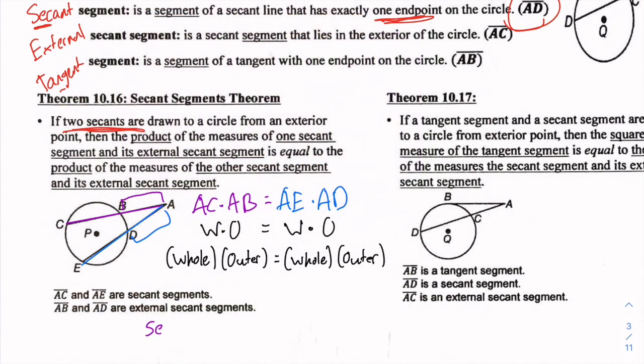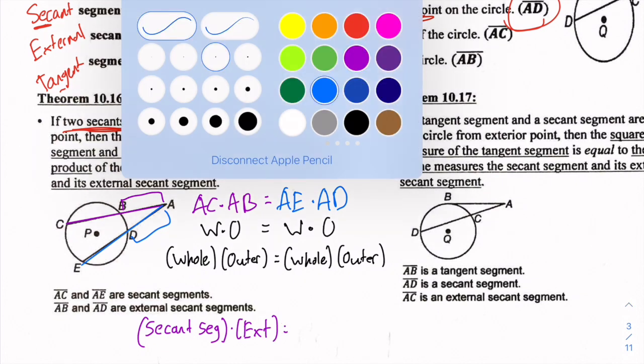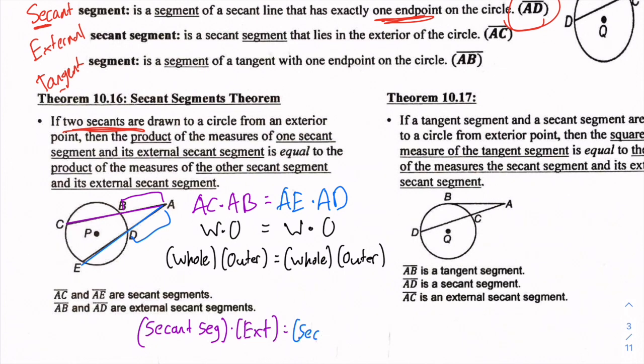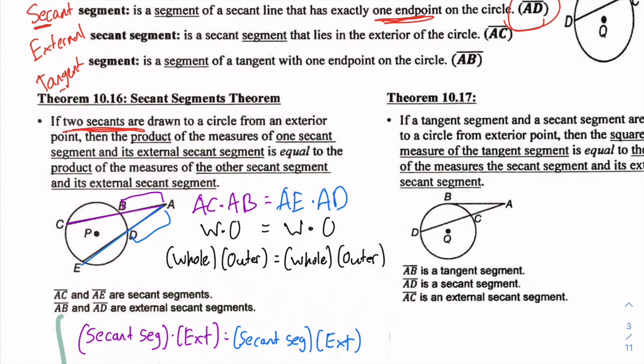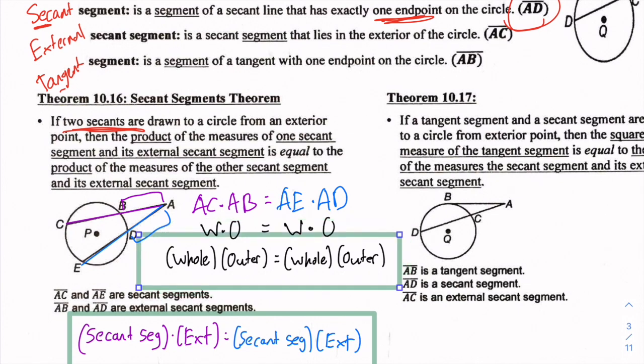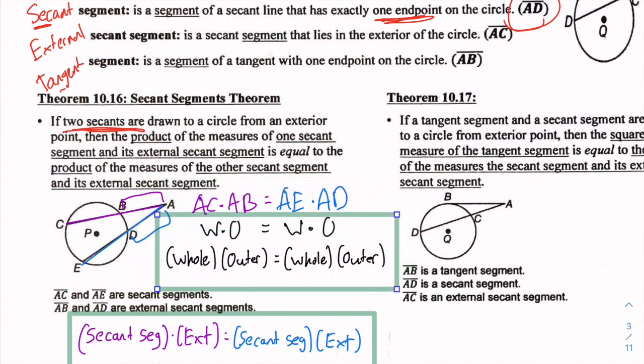But technically speaking, if you write it out, this is what you are memorizing. It is the secant segment, so the whole segment, times the external is equal to the other secant segment times the external. I'm just gonna move this over real quick. So that's your formula. But if you'd like to remember it as whole times outer equals whole times outer, that's your formula as well. So either or, whichever you like.